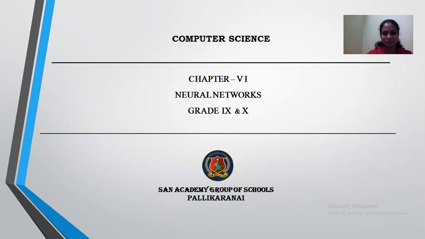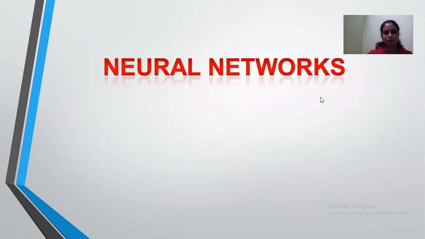Good morning, children. In this class today, we are going to discuss the sixth chapter, that is neural network. Okay, tell me, what is neural? Yes, it's nothing but neurons or nerves. Okay, what is network? Yes, a network is a collection of computers connected together or working together.